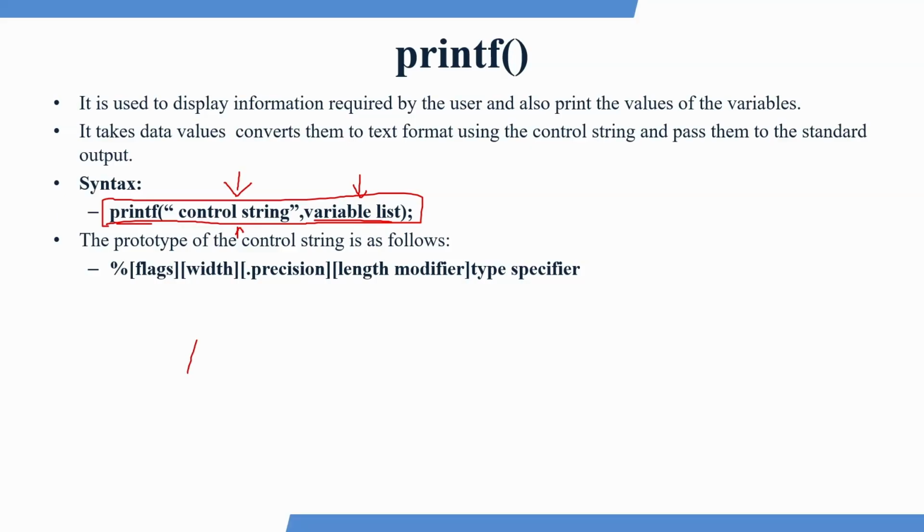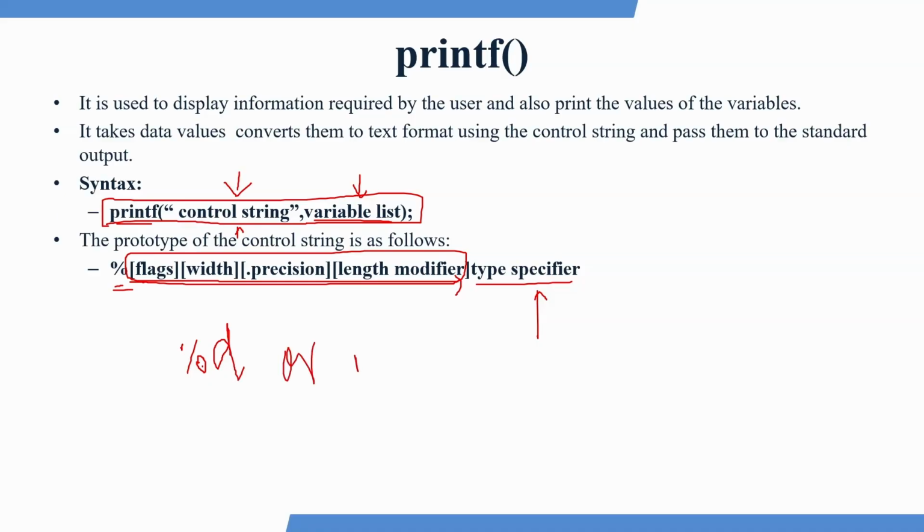The control string looks like this: it starts with the symbol percentage. The remaining things we will learn one by one later. Then we have to mention the type specifier. The things listed here other than percentage are optional only. Percentage is very important, followed by the type specifier. So what is the type specifier? If we want to convert the zeros and ones into an integer, we use the type conversion %d, or you can use %i.